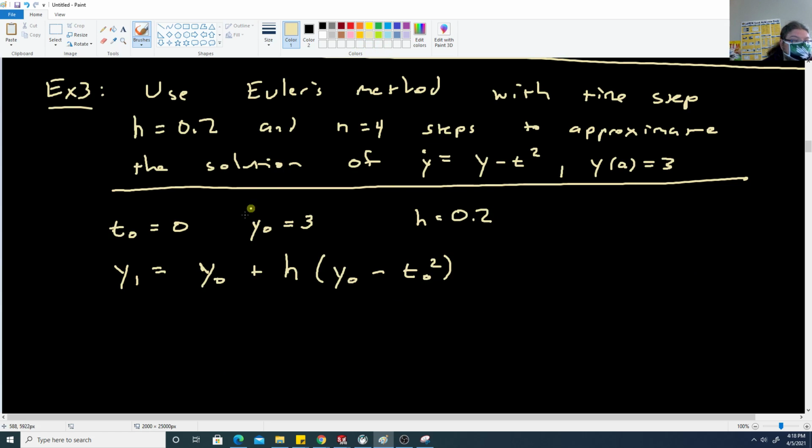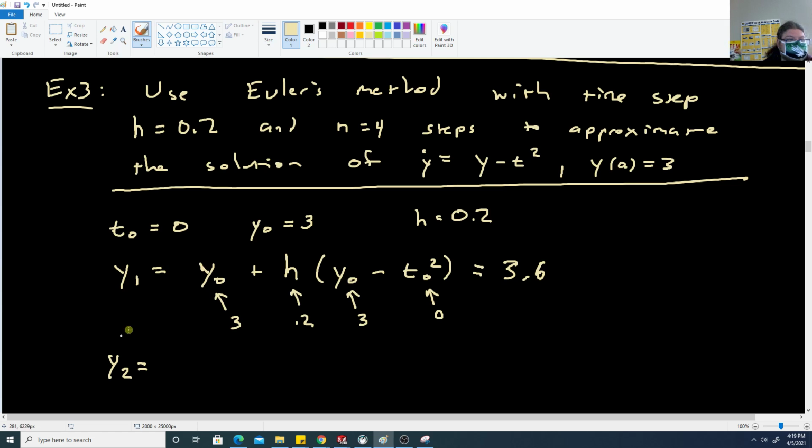So plugging stuff in, y0 is 3. The time step is 0.2. y0 is 3. And t0 squared, t0 is 0. So we'll put that all into a calculator, and that's going to give us back 3.6. We get back 3.6. So then we say, all right, y2.